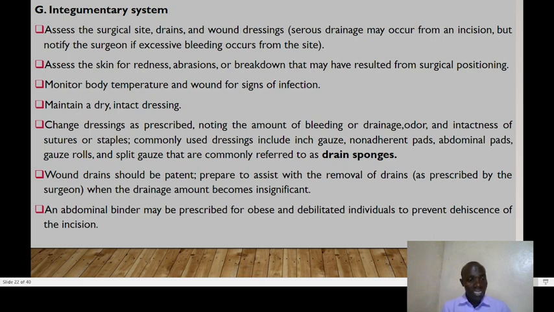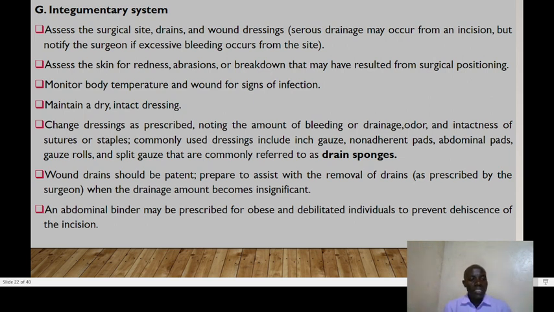You need to monitor the body temperature and wound for the signs of infection. Maintain a dry, intact dressing. You need to change the dressing as prescribed, noting the amount of dressings or drainage, odor, or intactness of the sutures or staples. Commonly used dressings could include the inch gauze, the non-adherent pads, the abdominal pads, the gauze rolls, and the split gauze that are commonly referred to as the drain sponges.